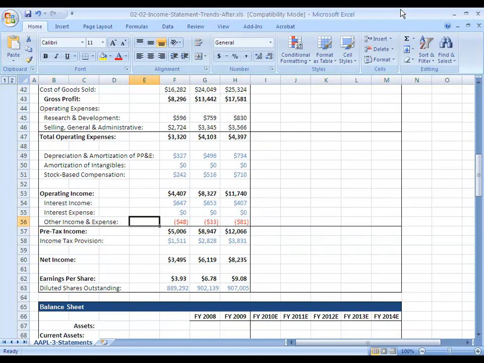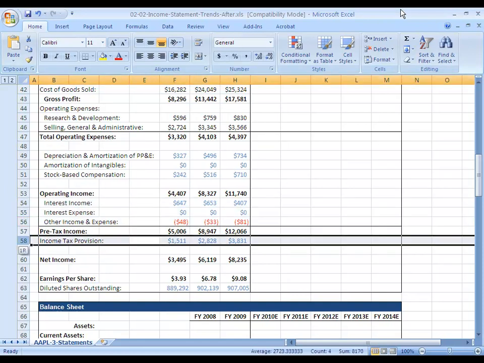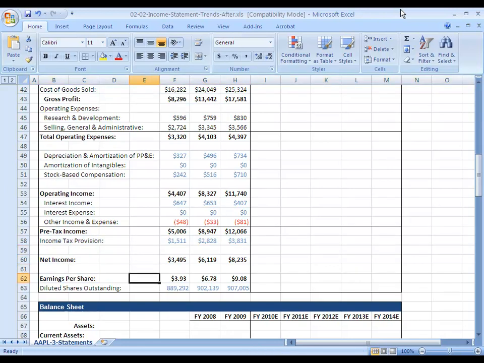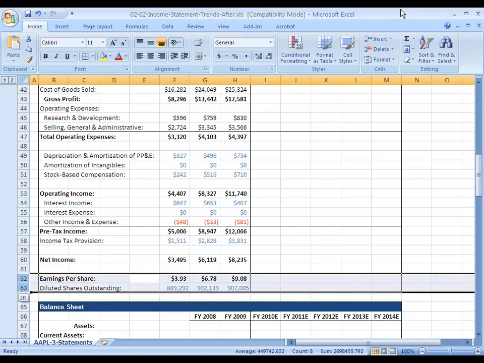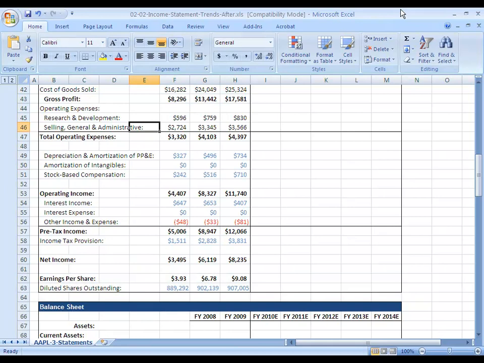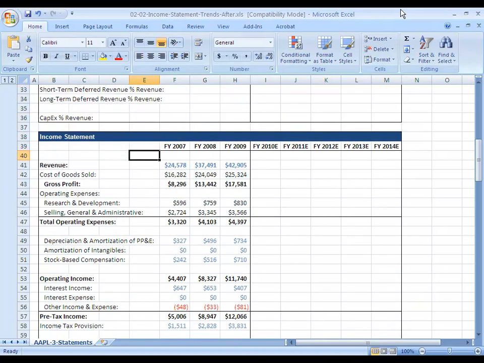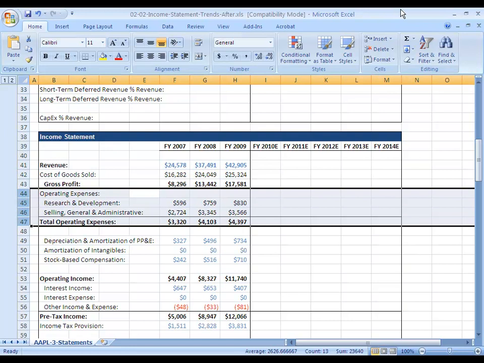And then the items here at the bottom, income tax provision. This is actually very, very simple, and you usually just pick a standard rate here to make your projections. And then earnings per share and diluted shares outstanding, again, pretty simple. You usually make some very, very simple assumptions here. So really for the income statement, the main important items are revenue, cost of goods sold, and then operating expenses. So those are the ones that we're going to focus on here.